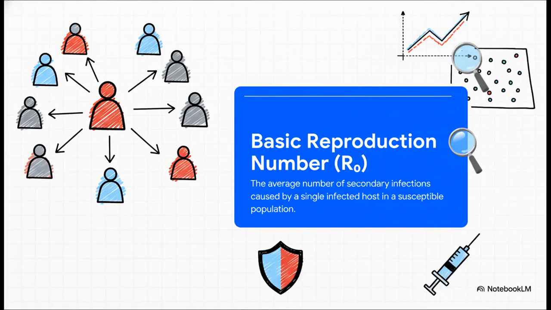The answer lies in this absolutely fundamental metric, the basic reproduction number, which you'll know as R naught, or R0. It's a theoretical number, and it tells you, on average, how many other people one single sick person is going to infect if you drop them into a population where absolutely no one has any immunity. It's the pathogen's raw potential.